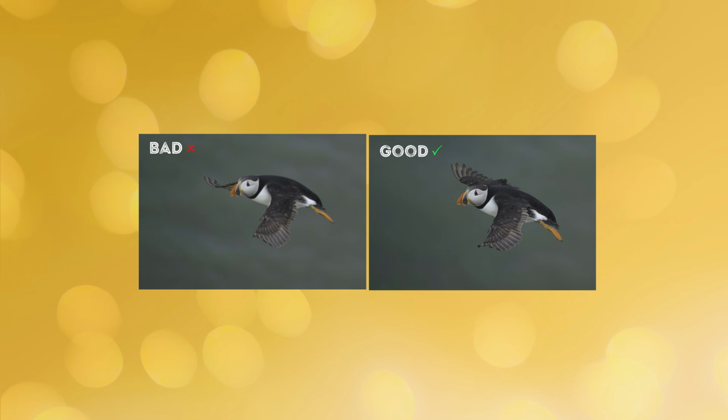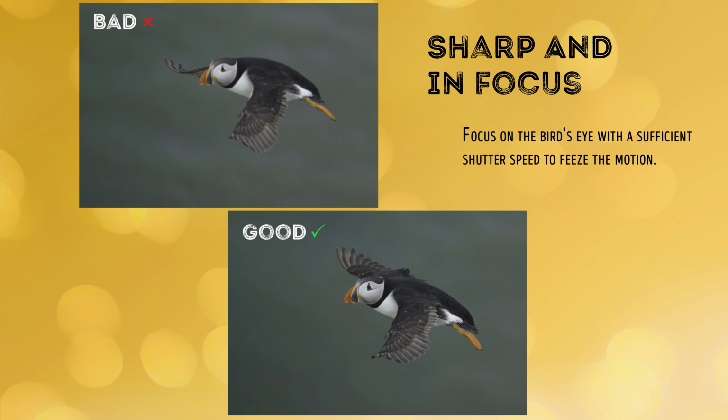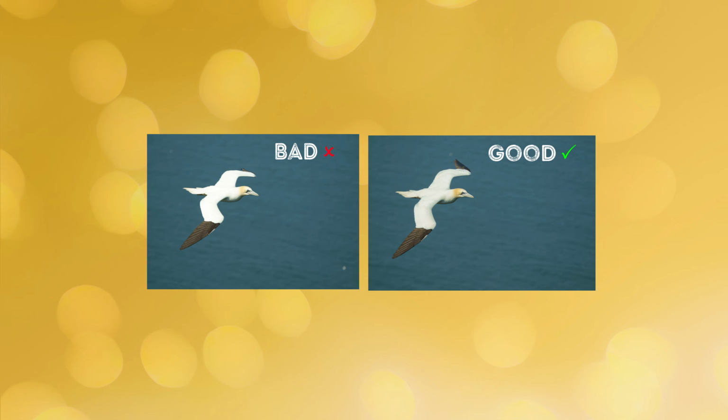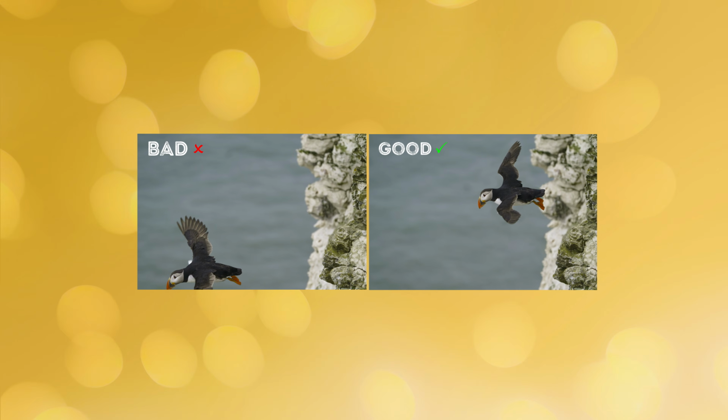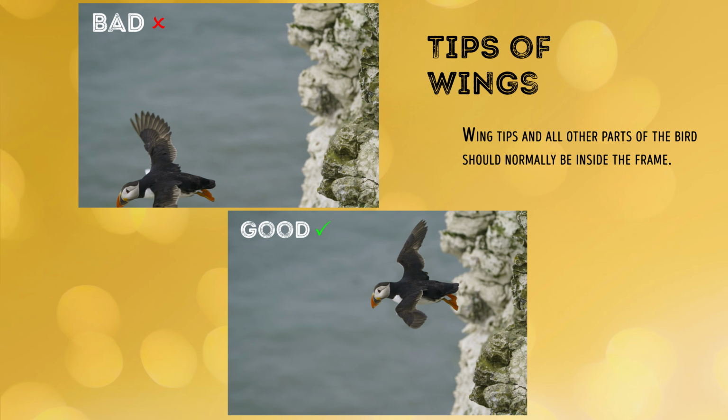So what makes a basic but good bird in flight shot? Well, firstly, it has to be sharp and in focus. So you want to get the focus point over the bird's head, ideally over its eye, and you have to choose a shutter speed that's sufficiently fast to freeze the action. It has to be well exposed, so you don't want highlights that are blown out or shadows that are crushed. You also want to make sure that you've got all of the bird inside the frame. So you don't want any tips of the wings just outside the frame, get the bird in it.